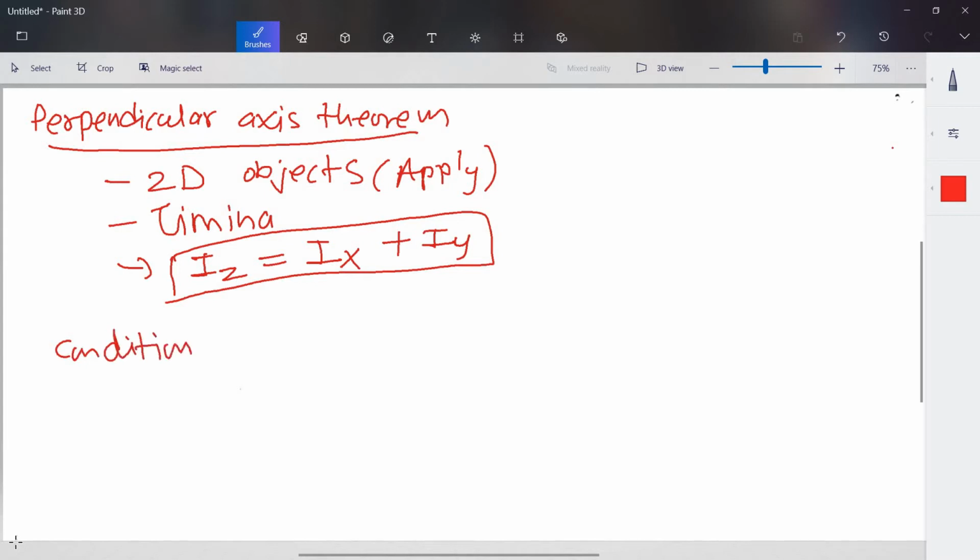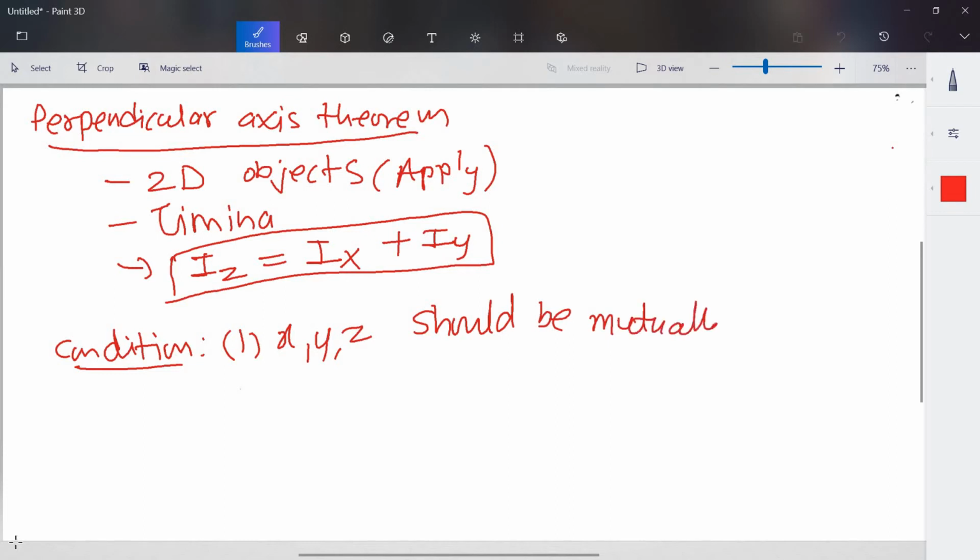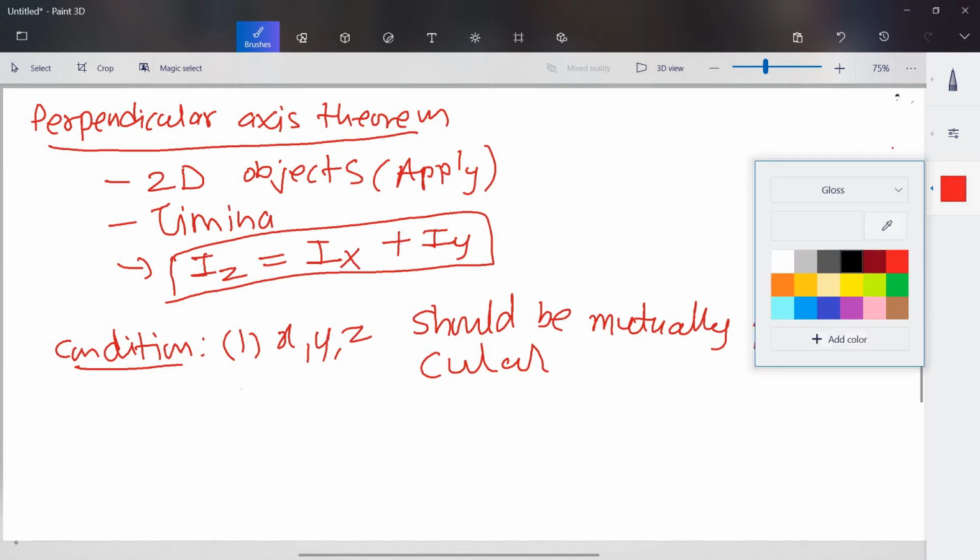And what is this condition? First, x, y and z should be mutually perpendicular. Let's make a diagram for this.